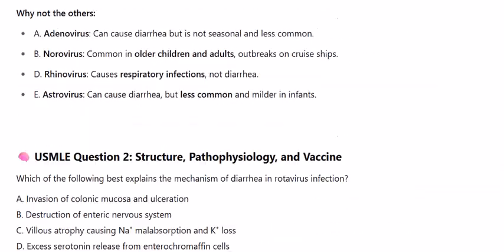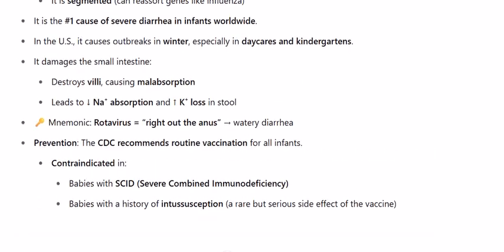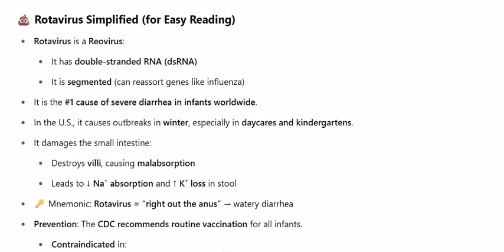Rotavirus simplified for easy reading. Rotavirus is a reovirus. It has double-stranded RNA, dsRNA. It is segmented, can reassort genes like influenza. It is the #1 cause of severe diarrhea in infants worldwide.